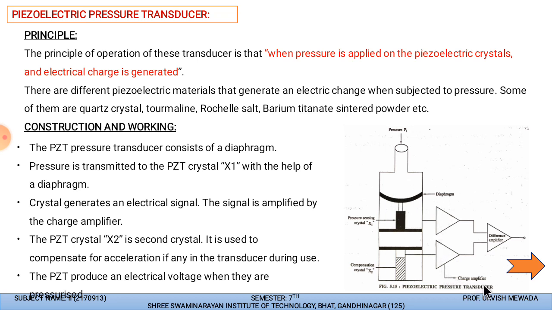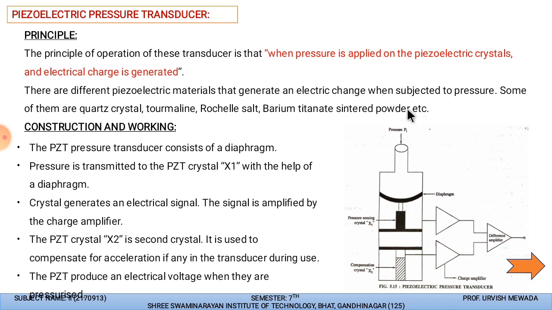will go into the input of the charge amplifier, because whatever output is generated by the crystal is very small and not capable of being shown. So if we need to project that output on the display, we need to amplify it. This amplifier amplifies the generated output from the crystal, and then it goes into the differential amplifier, which shows the output on the display screen. So this is the setup which works as a piezoelectric pressure transducer.